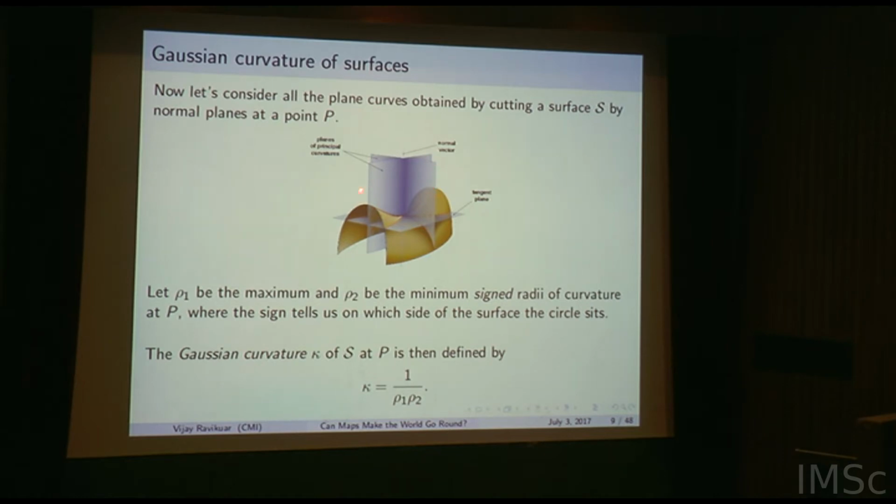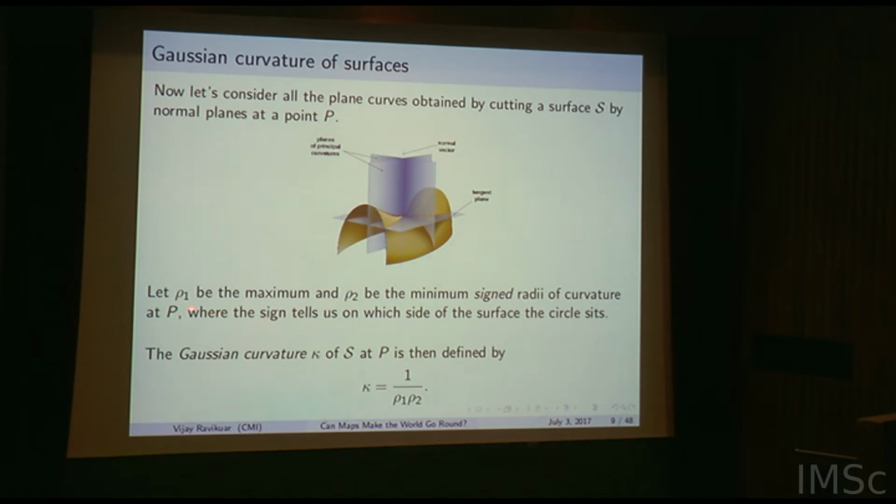Now, although there's infinitely many of those, we can look at the maximum and the minimum radius of curvature. And I want to also put signs, pluses and minuses, to my radii of curvature. So I'll put a plus if the circle center is above the surface, and I'll put a minus if it's below the surface. In this way, I can calculate a maximum and a minimum, extremes of curvature at a point P, when I look at all the different normal surfaces that intersect it.